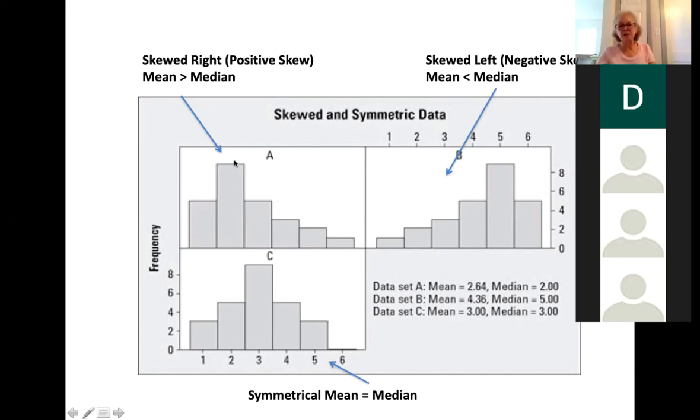Or we'll call it skewed to the positive side. When it's skewed to the positive side, the median would be somewhere in here. And the mean would be somewhere over here. So the takeaway from this is when it is skewed to the right, the mean is bigger than the median. The mean is influenced by all of these large values.